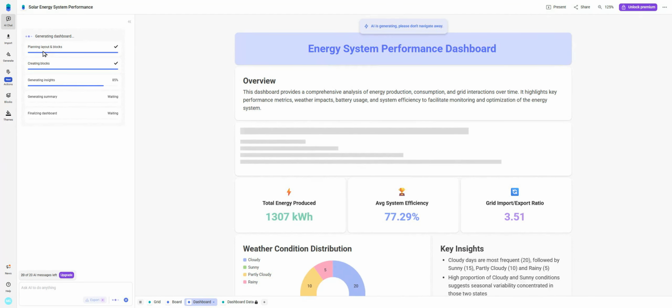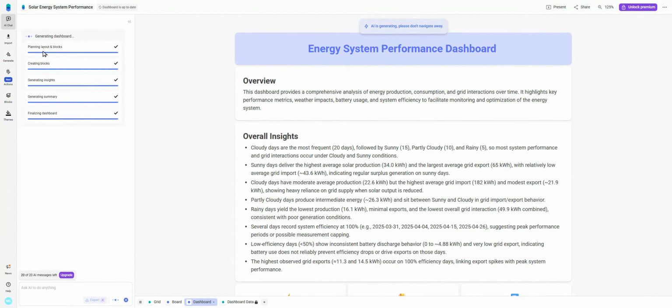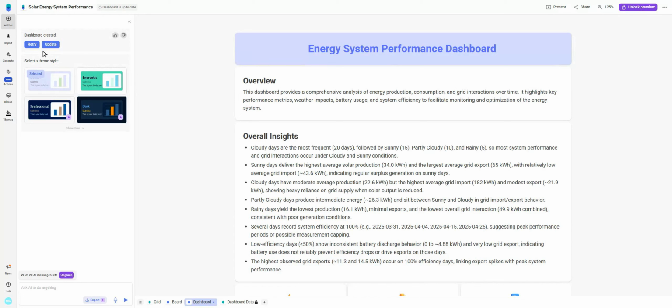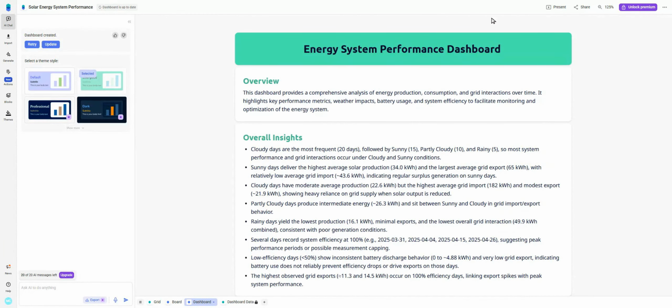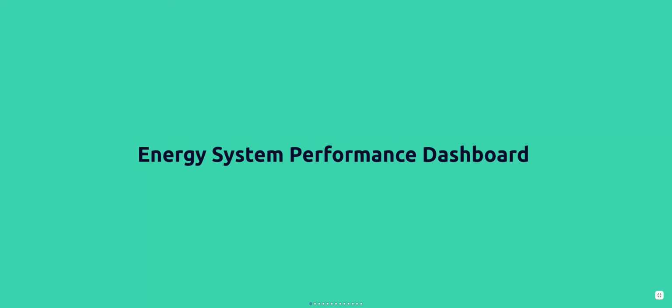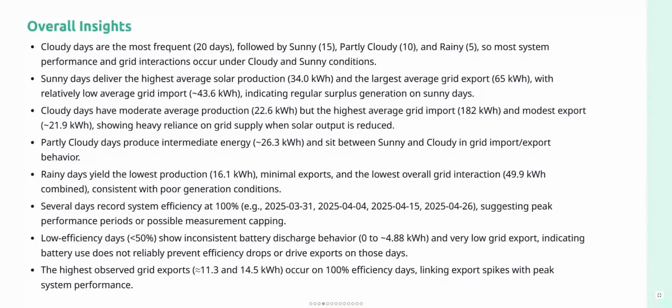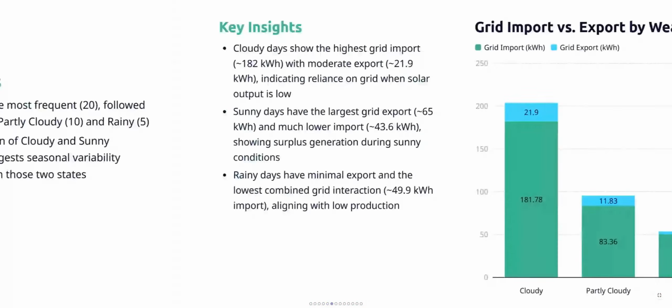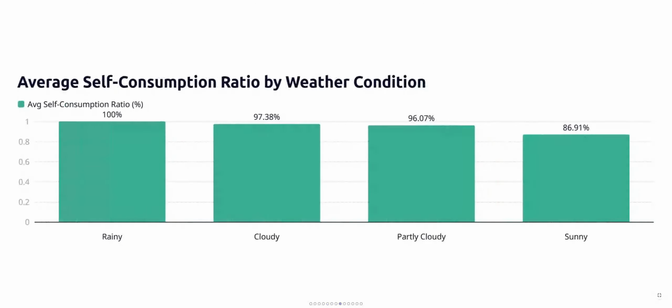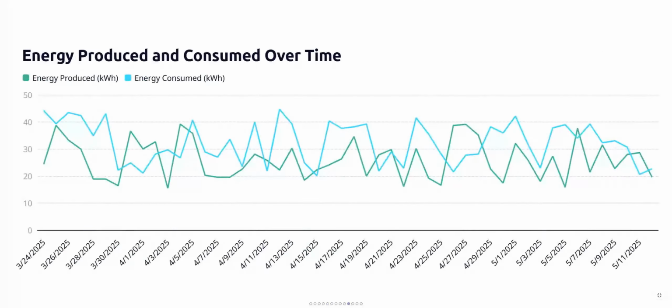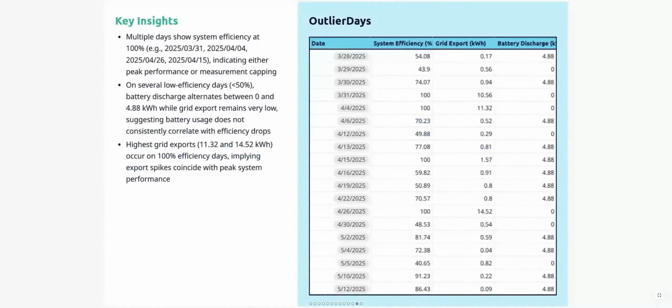It's building weather distribution charts, production comparisons, efficiency trends over time, and consumption analysis. The AI is also generating data tables for outlier detection and weather summaries. Our energy system performance dashboard is complete with 7 dynamic charts and 2 analytical tables covering every aspect of system performance. We can instantly change themes to match our brand.